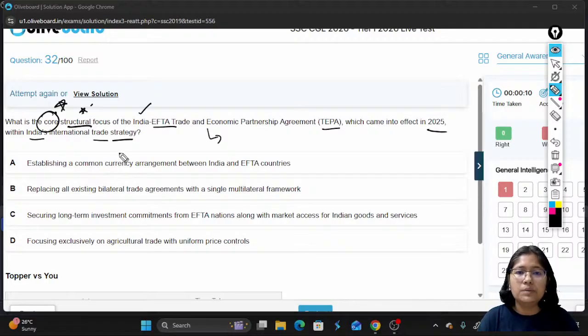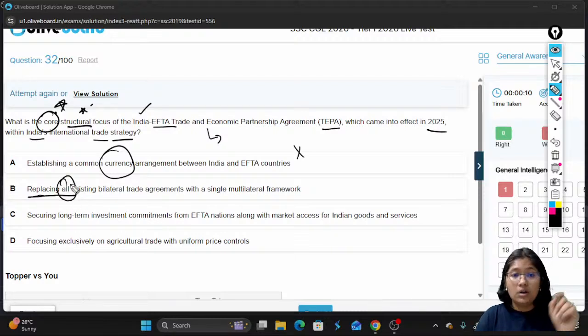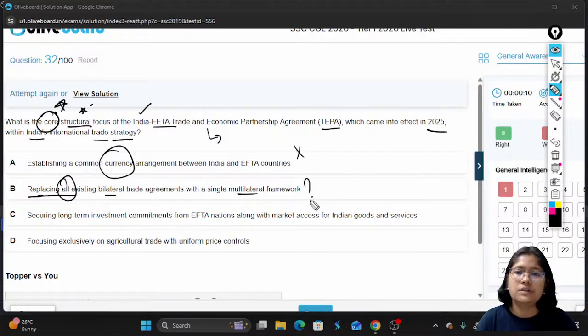Establishing a common currency agreement, that is not possible, so you can easily eliminate. Replacing all existing bilateral trade agreements with a single multilateral framework. Again, these are extreme statements, right? You have to always double check, and question such statements before confirming.